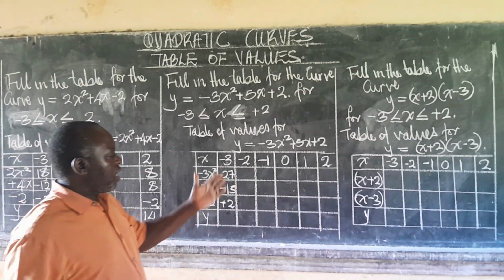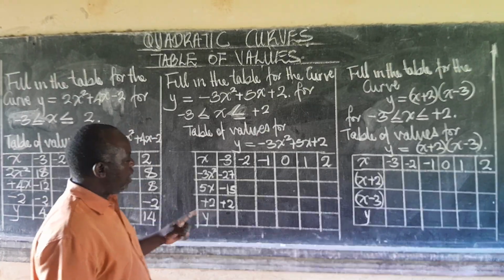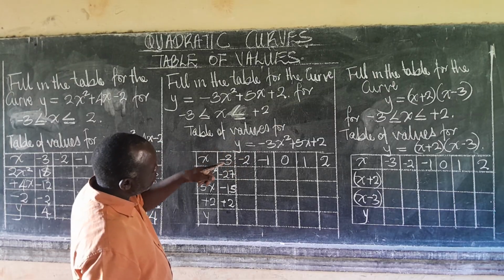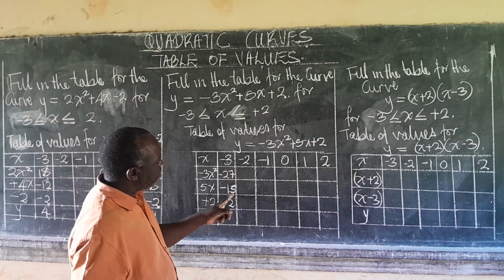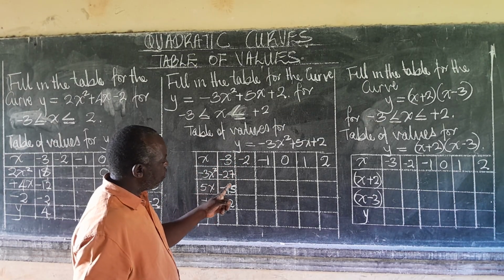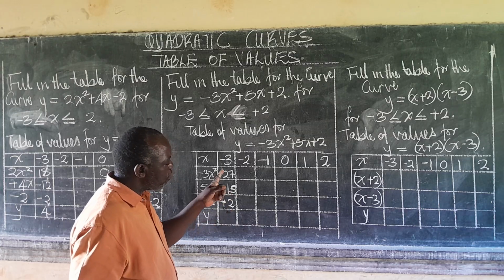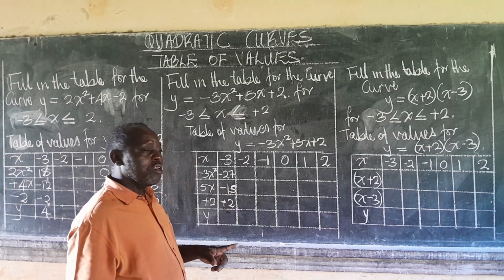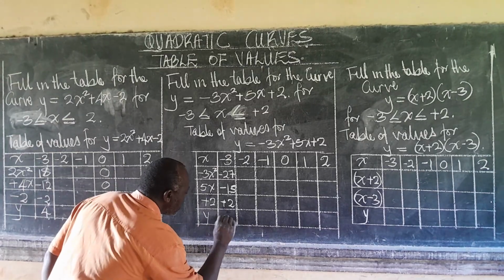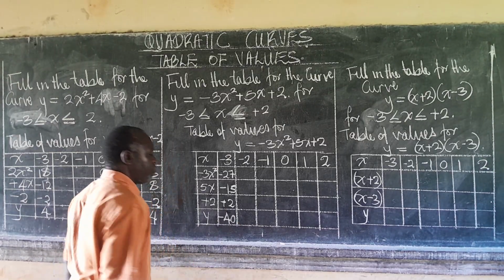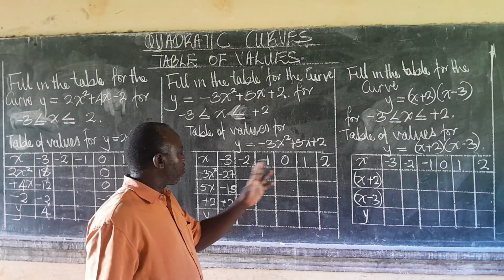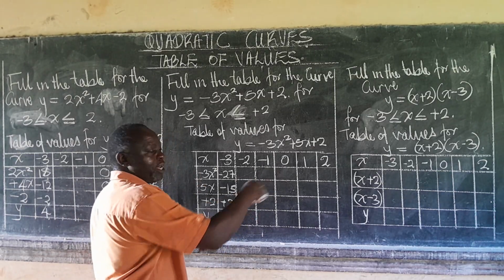So now, what do we have here? When we add, it means that let us first add these ones. When we add this, this and this, we are getting 42, which is negative 42. Then plus 2, we are getting negative 40. Then when it comes to this 0, this is 0 squared, it is 0.